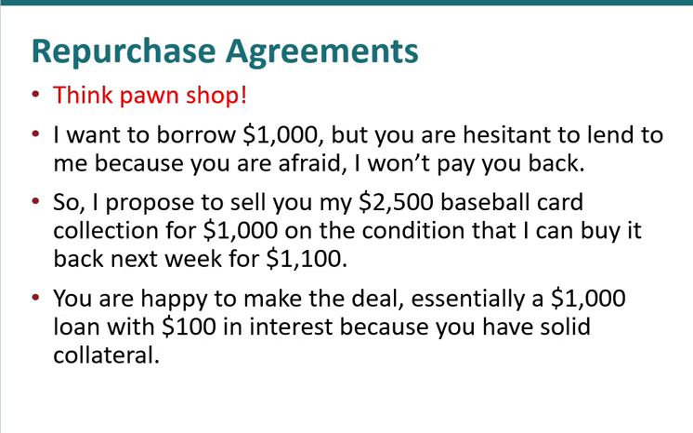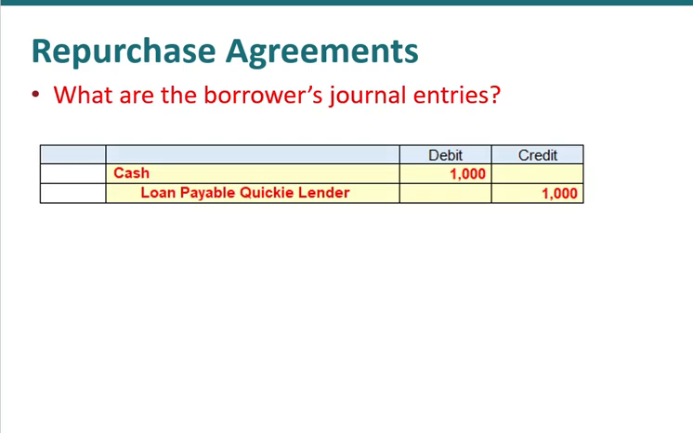Everyone's happy. You're happy to make the deal, essentially a $1,000 loan with $100 in interest because you have solid collateral. And I'm happy because I've gotten the loan and I will get my baseball cards back next week when I pay off that loan and give you your $1,100. Again, because I've committed to pay a higher price to repurchase that merchandise, this is going to be considered from an accounting perspective a loan.